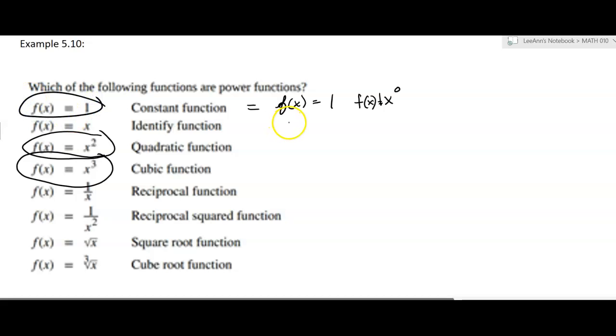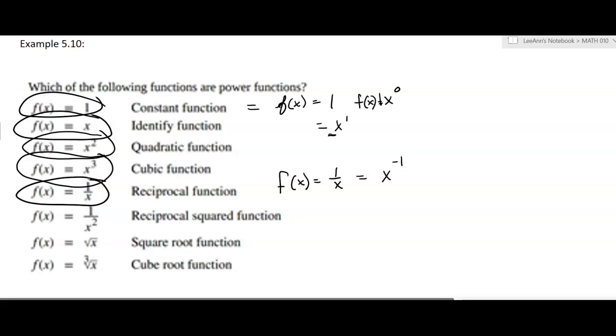The second one, the identity function, well, that's x to the first, right? Just x. So that's a power function. Coefficient is 1 there, by the way. Okay, let's go to the reciprocal function. You could write f of x equals 1 over x as x to the negative 1. So that fits the form. And then on this one, the reciprocal squared function, 1 over x squared is equal to x to the negative 2. So that's a power function.